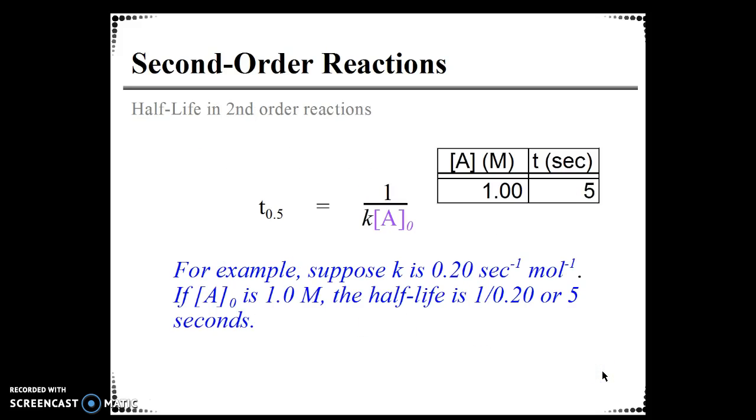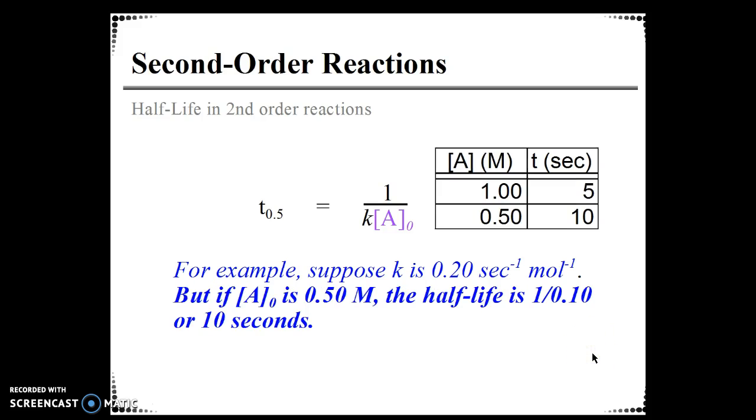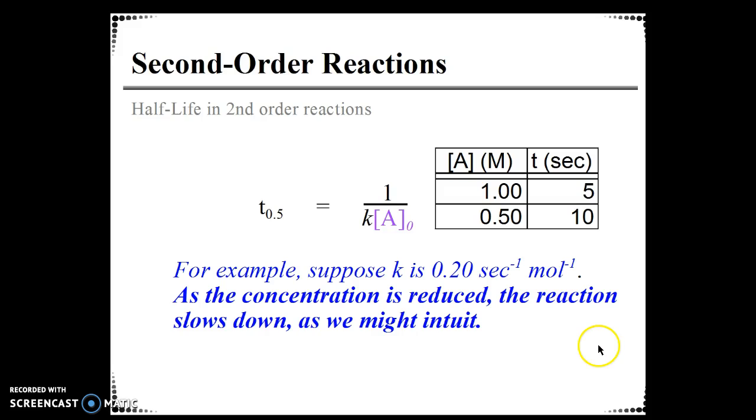For example, suppose k is 0.2 reciprocal molar reciprocal seconds. If A0 is 1 molar, then the half-life is 1 divided by 0.2, or 5 seconds. But if A0 is 0.5 molar, the half-life is 1 over 0.1, or 10 seconds. You can see this dependence. As the molarity of the initial concentration goes down, the half-life is in fact doubled. The reaction then slows down as the concentration is reduced. That makes a certain amount of sense.